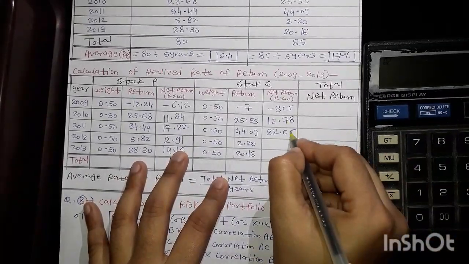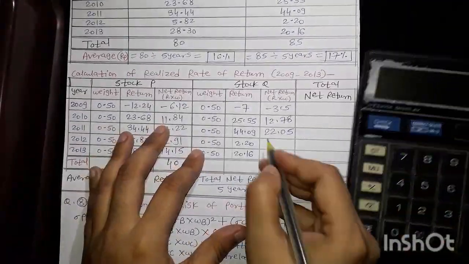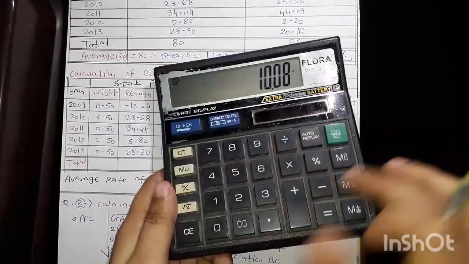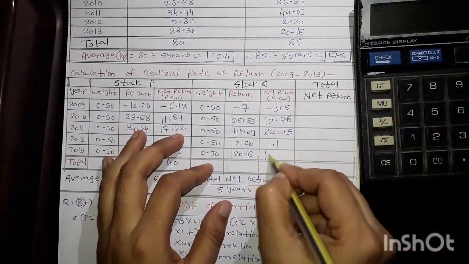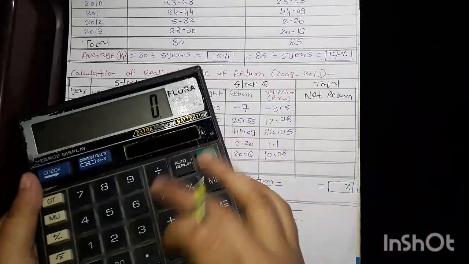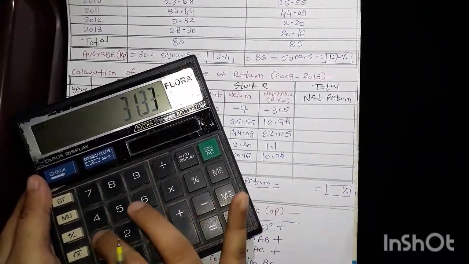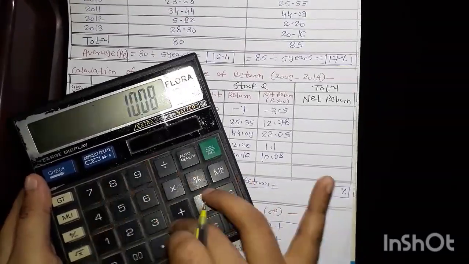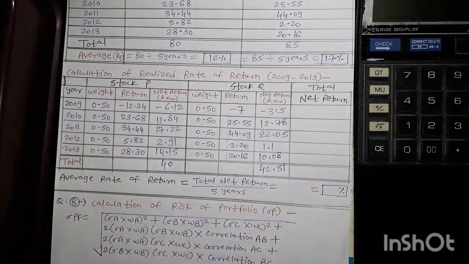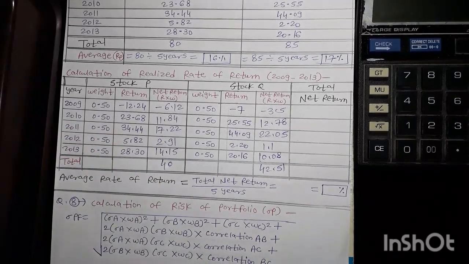Okay, I hope you are understanding this. After that 2.2 multiplied by 0.5, so we are getting 1.1. Now the last one, 20.16 multiplied by 0.5, so we are getting 10.08. Okay, now just take a total: 3.5 which is in minus plus 12.78 plus 22.05 plus 1.1 plus 10.08. Okay, 42.51. Now what we have to do is find out the total return.